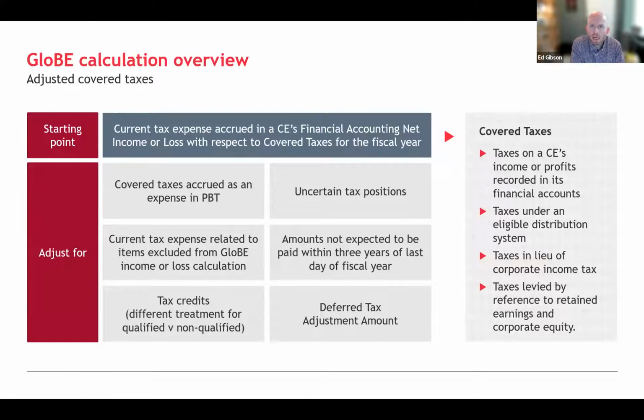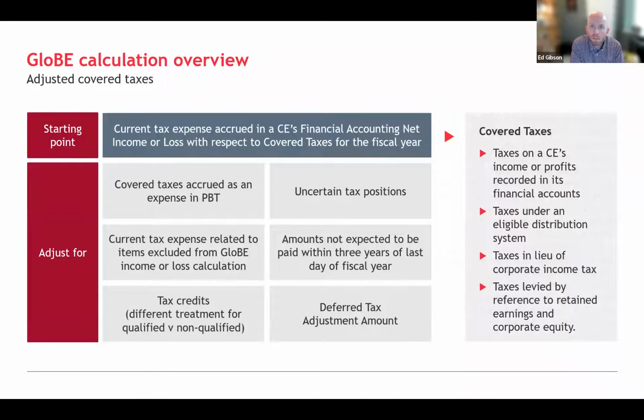Another one is amounts not expected to be paid within 3 years. So if you are fortunate enough to be operating in a territory that doesn't ask you to pay tax for 3 years after the accounting period, unfortunately, the Pillar 2 rules will undo or may undo that benefit by not including those taxes when you're working out what your adjusted covered taxes are.